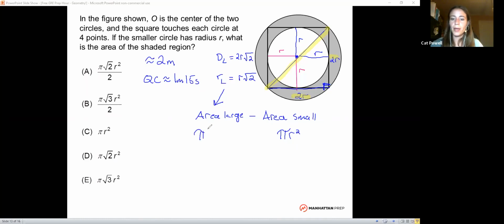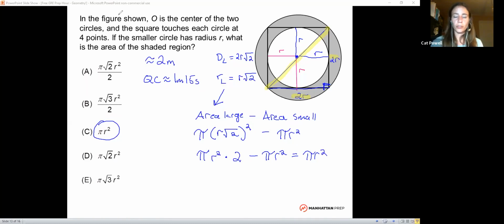So now I can plug that in to find the area of the large circle. So it's going to be pi times r square root 2 squared. So then I have pi r squared. Square root 2 squared just undoes the square root, so that gives me 2. So I have 2 pi r squared minus pi r squared, and I get pi r squared, which is my answer choice C.